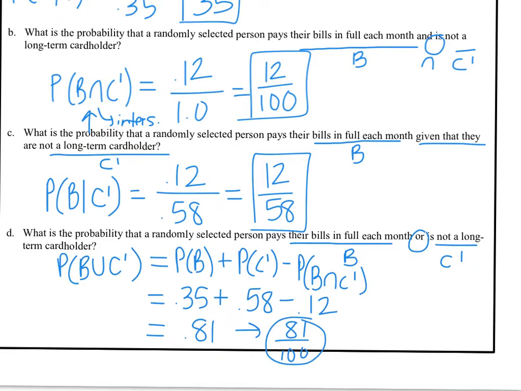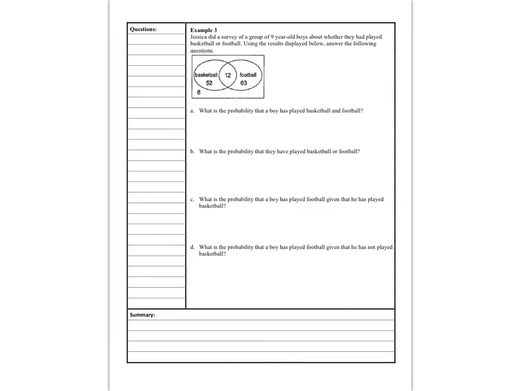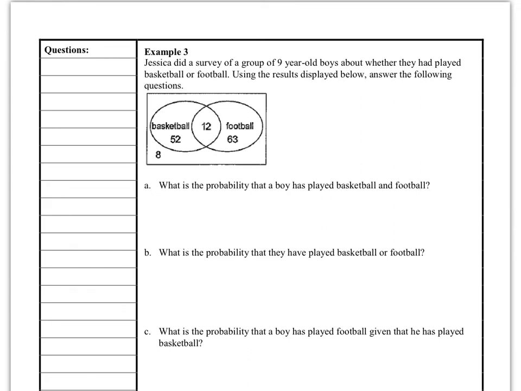One more problem. Okay, so for this one, you are given a Venn diagram, and there's a scenario. Jessica did a survey of a group of 9-year-old boys about whether they had played basketball or football. Using the results displayed below, answer the following questions. So we have to know how to interpret this chart, okay?